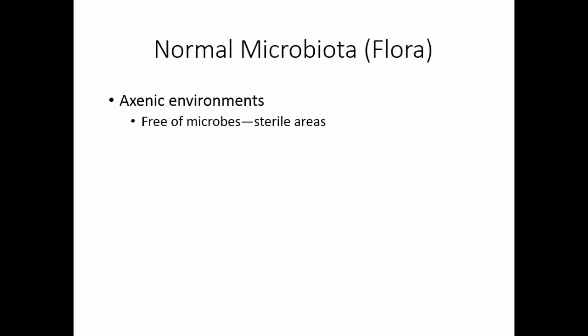We have normal microbiota or normal flora. There are certain axenic environments in our body. These are areas free of microorganisms. These are the sterile areas in our body. All of our closed body cavities, abdominal, thoracic, cranial, are all sterile areas. There are no microorganisms that are normally housed there. Also, below our larynx, the lower respiratory tract is considered sterile. It's not quite sterile, but it's considered sterile.